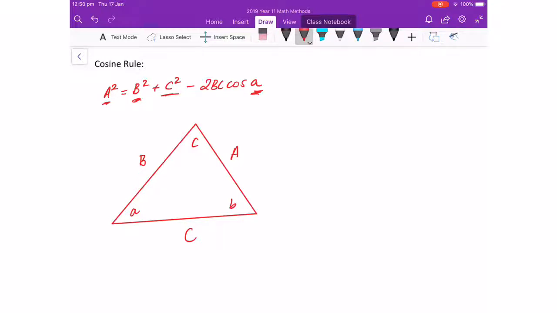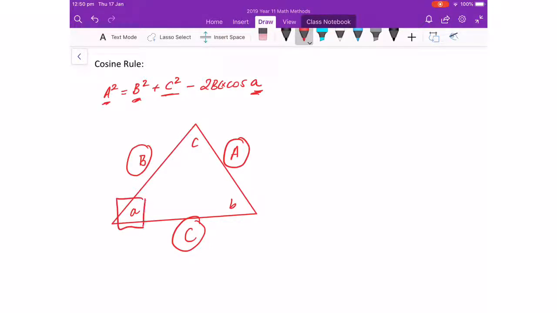Okay, so this one here you can see is just a squared, so the side here squared is equal to b squared plus c squared, take 2bc times, so remember there's a times in there, times cosine A.